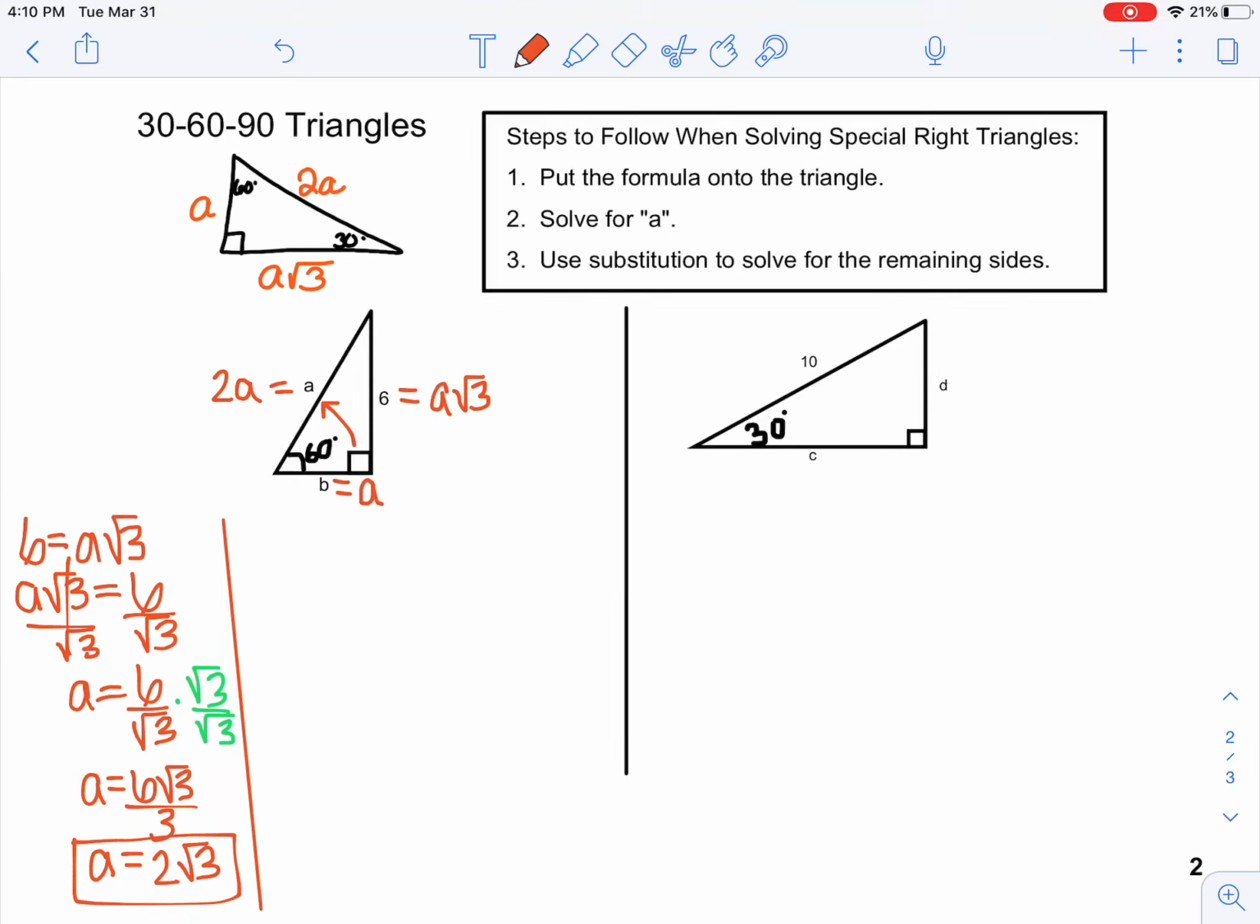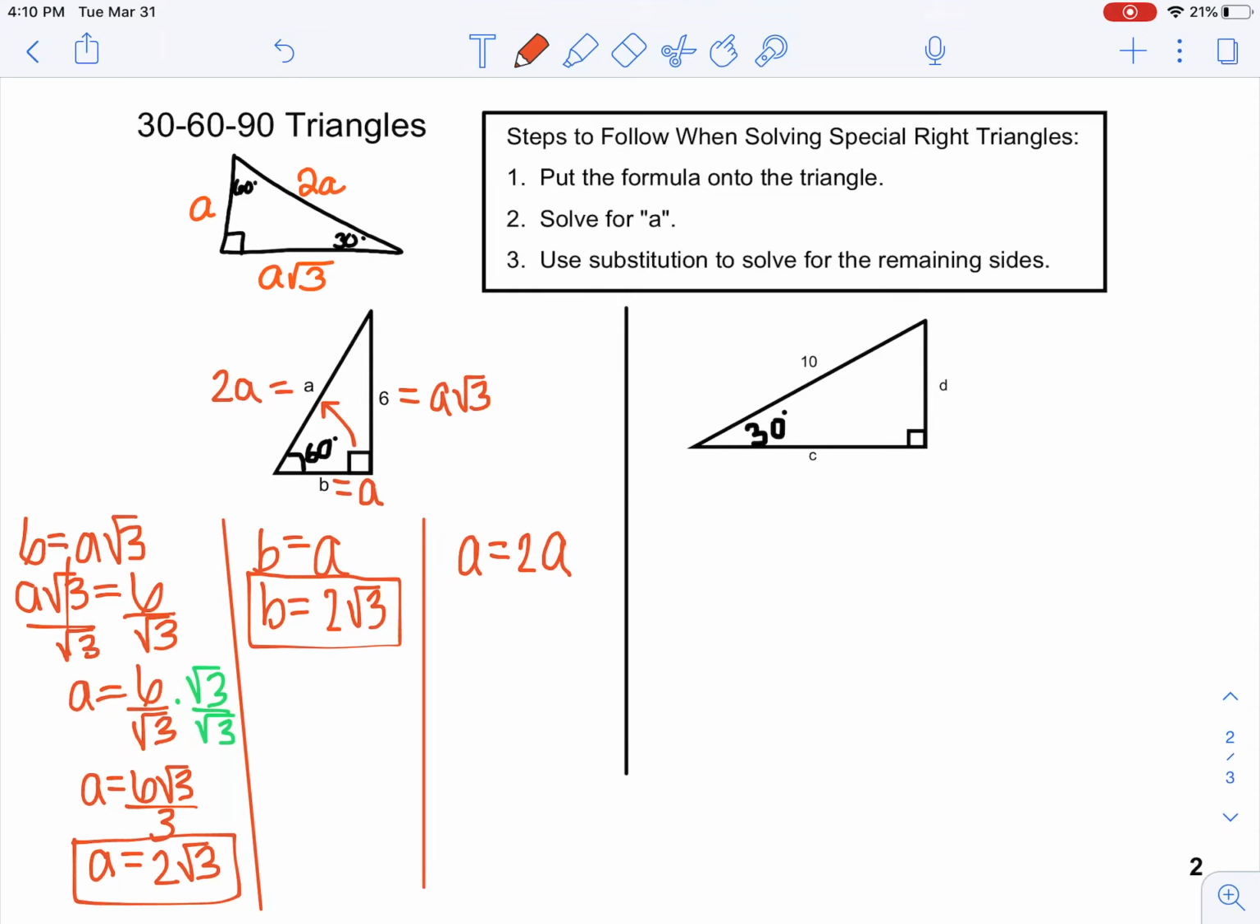Okay, next, let's use substitution to solve for the remaining sides. So, our other leg, we have B equals A, and we know what A is, so we can substitute that in. So we get B equals 2 root 3. Then lastly, our hypotenuse. We have 2A equals A, or we can flip it right away and say A equals 2A.